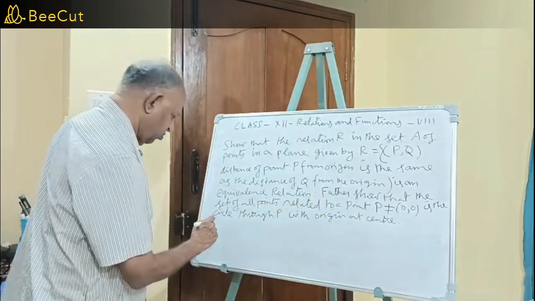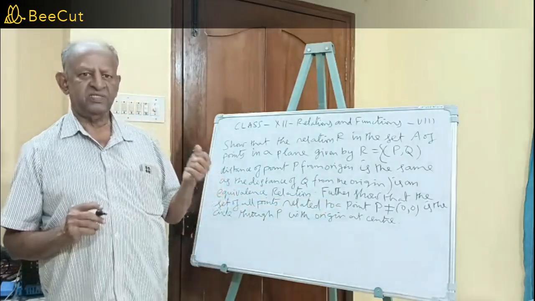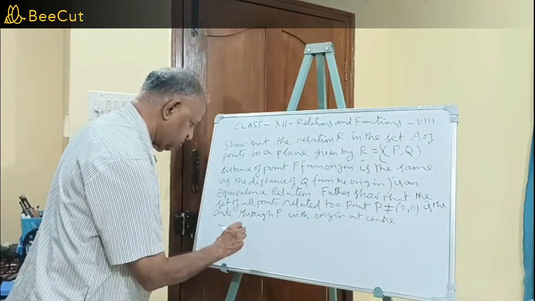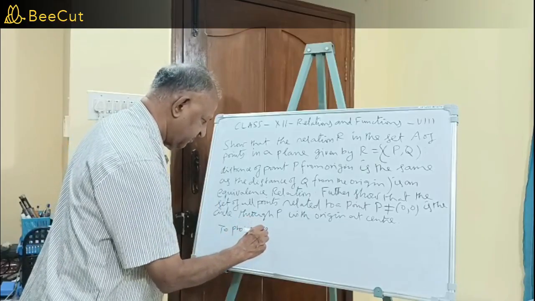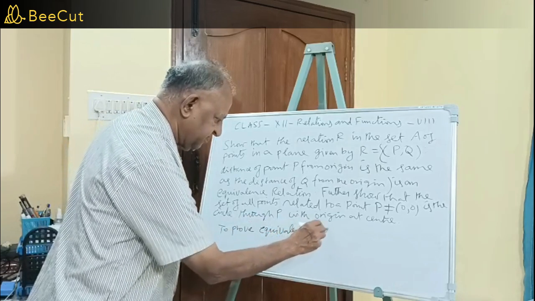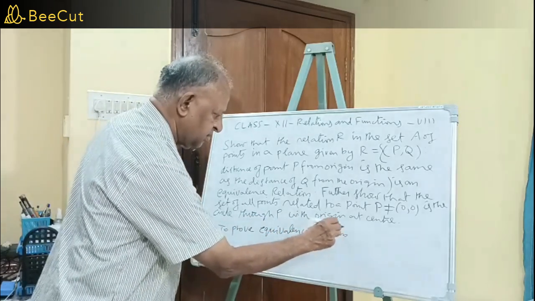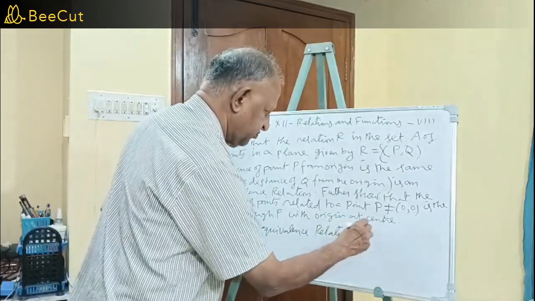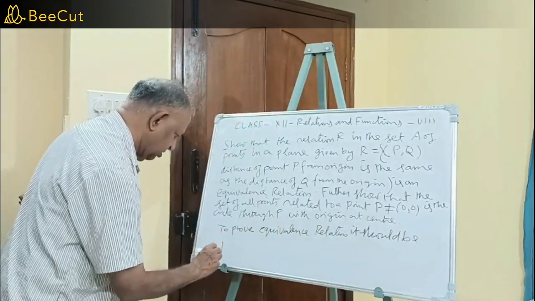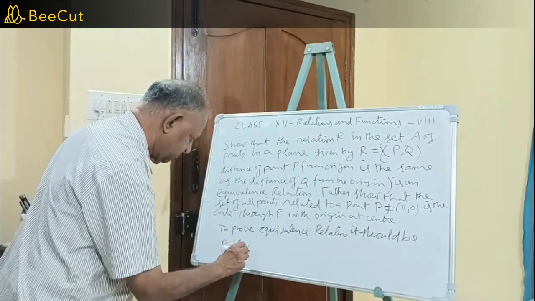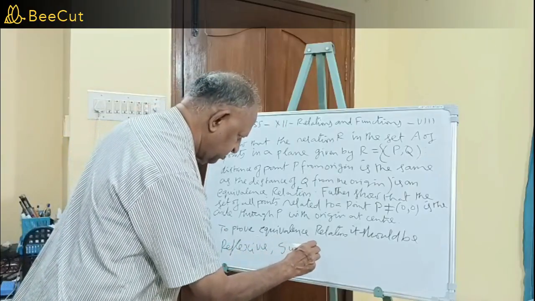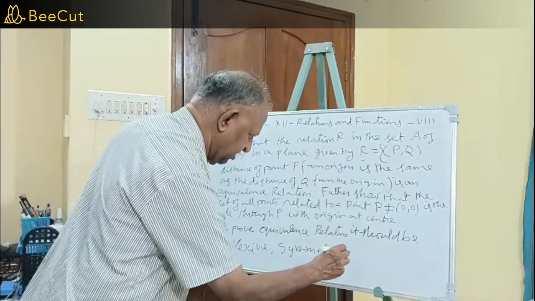First, to prove an equivalence relation, it should be reflexive, symmetric and transitive.